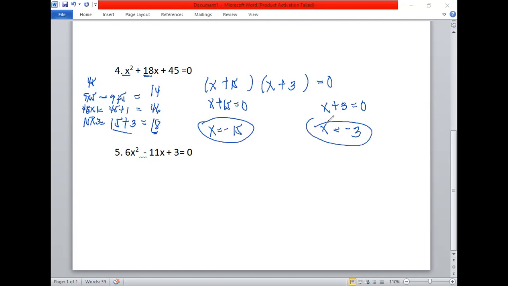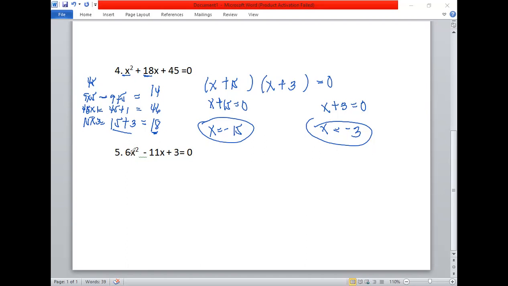Okay, so let's proceed to number 5. We have 6x squared minus 11x plus 3 is equal to 0. As you can see, in our last given equation, we have a numerical coefficient for x squared that is not equal to 1.